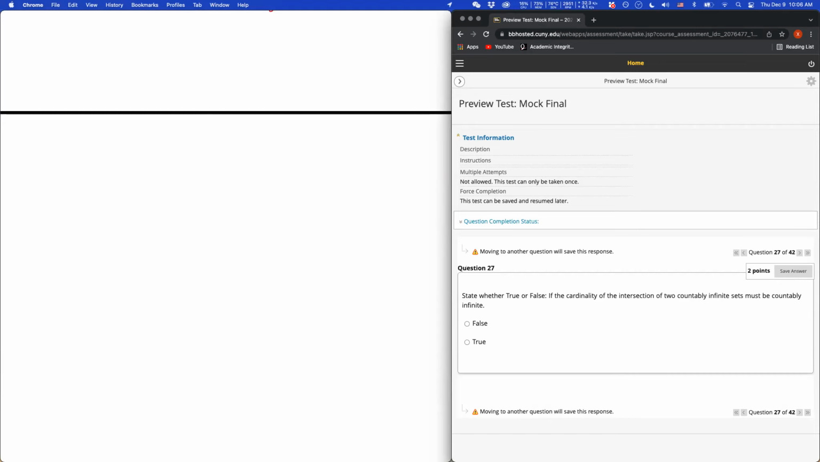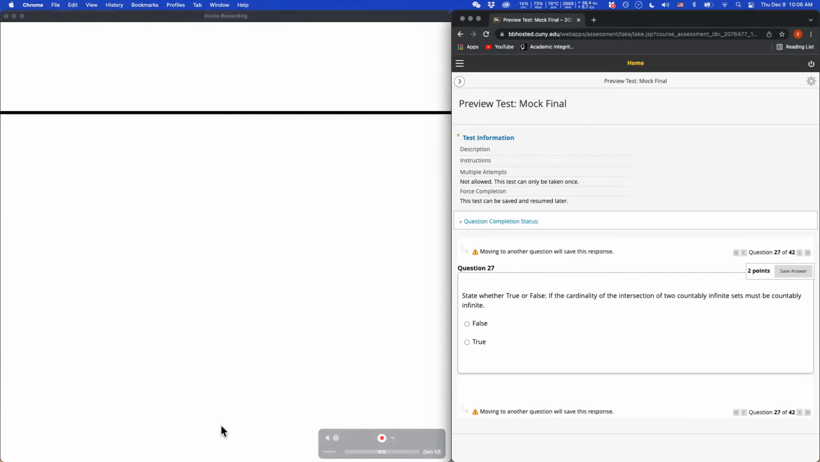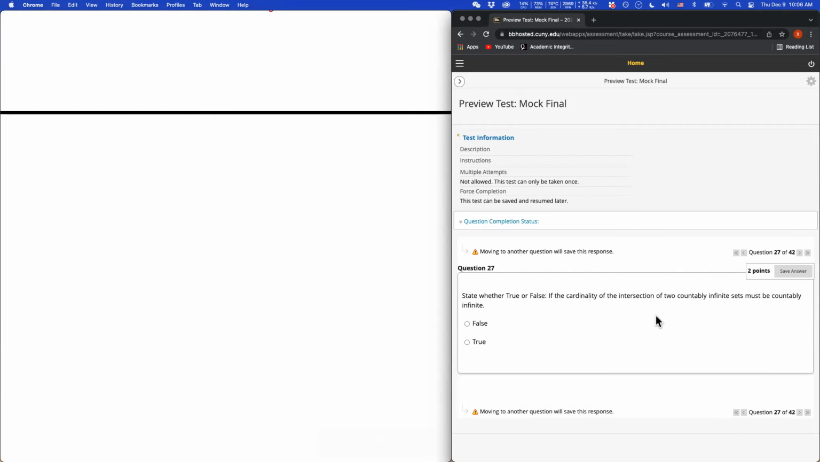Okay, and the next one you have: the cardinality of the intersection of two countably infinite sets must be countably infinite. Is it true?